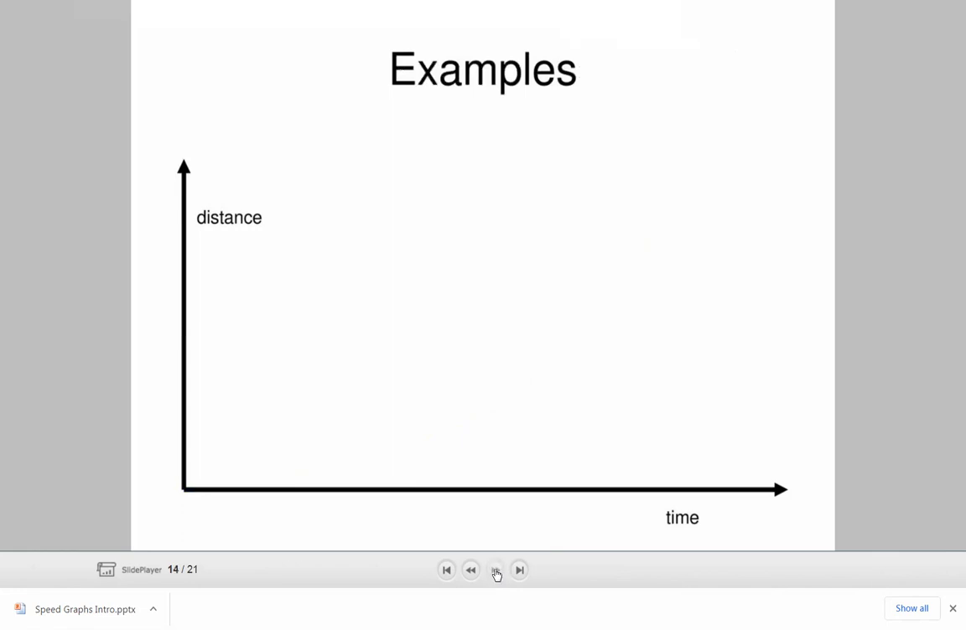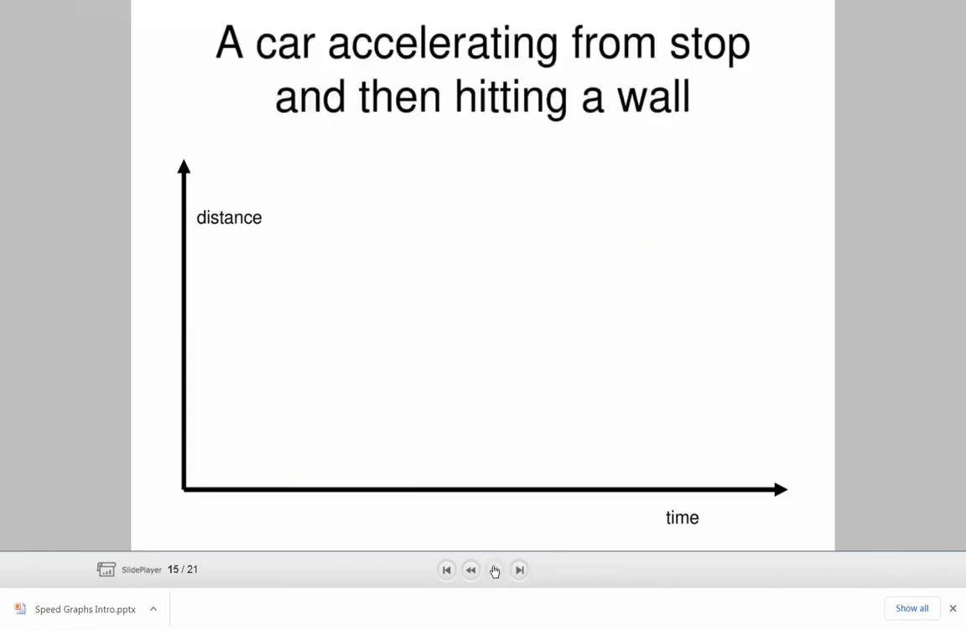Okay, now let's look at this example. So we have a car that is accelerating from stop and then it hits a wall. Okay, so a car accelerating from stop, that means initially at time t equal to 0, the distance covered by the car is 0, the time is 0 because it is accelerating from stop. Now since it is accelerating, it means that we're going to have an increasing curve. And as soon as it hits the wall, let's assume that this is the point when it hits the wall.